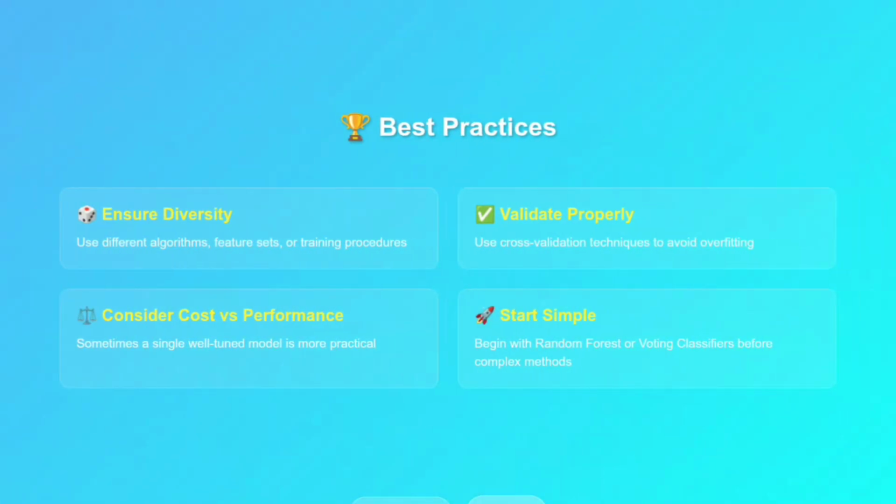Here are some best practices for ensemble learning. First, ensure diversity among your base models. Use different algorithms, different feature sets, or different training procedures. Second, validate properly using techniques like cross-validation to avoid overfitting. Third, consider the computational cost versus performance gain. Sometimes a single well-tuned model is more practical. Fourth, start simple with methods like random forest or voting classifiers before moving to more complex approaches like stacking.